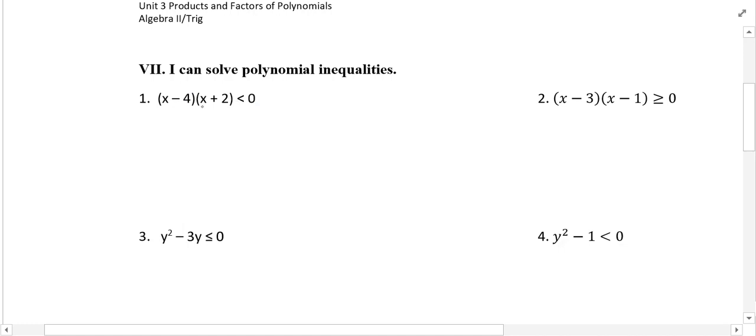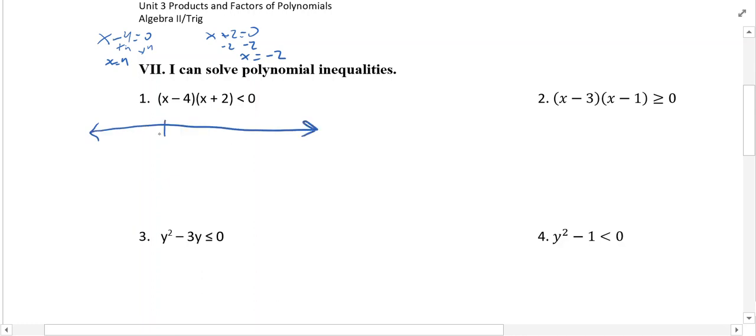Since this is factored, we have to start by finding the roots. Just like we did last section, we say x minus 4 equals 0 and x plus 2 equals 0, and solve for them. Here I'd add 4, so x equals 4. And here I'd subtract 2, so x equals negative 2. My roots are at negative 2 and positive 4, so that's where I need to start this number line. I need to plot negative 2 and positive 4.